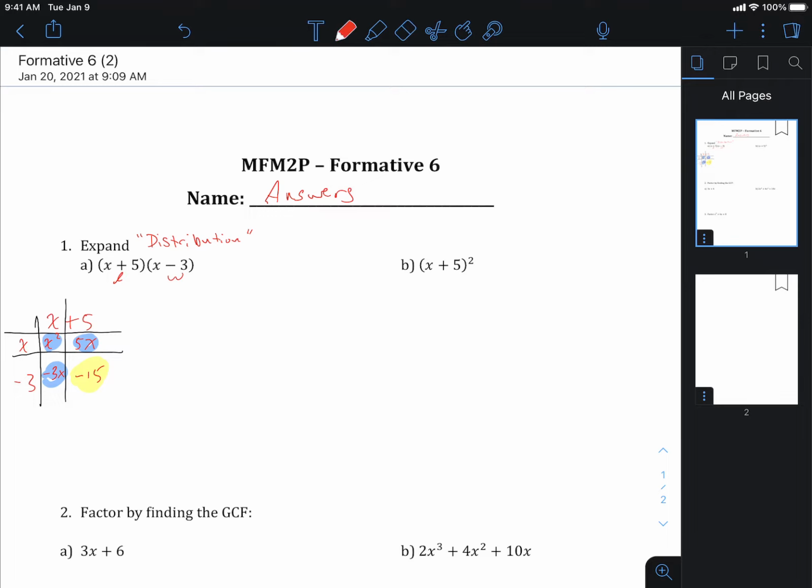Okay, so the last step here when expanding is to write all of the inside stuff, the area, in one line. Okay, well, I'm going to get x squared plus 5x minus 3x minus 15. Clean up the middle too. Okay, that should be the answer. Okay, that's what you would leave.